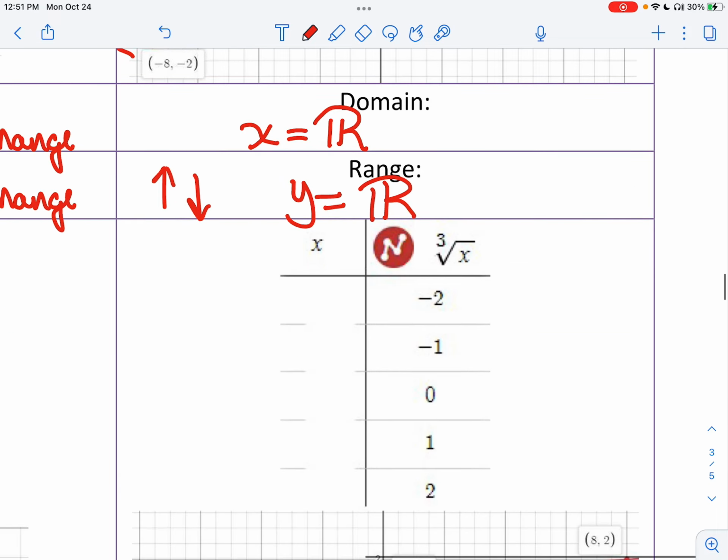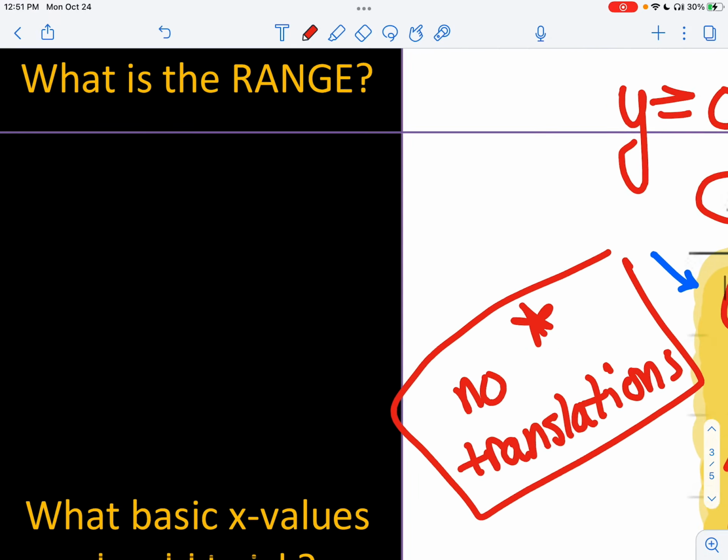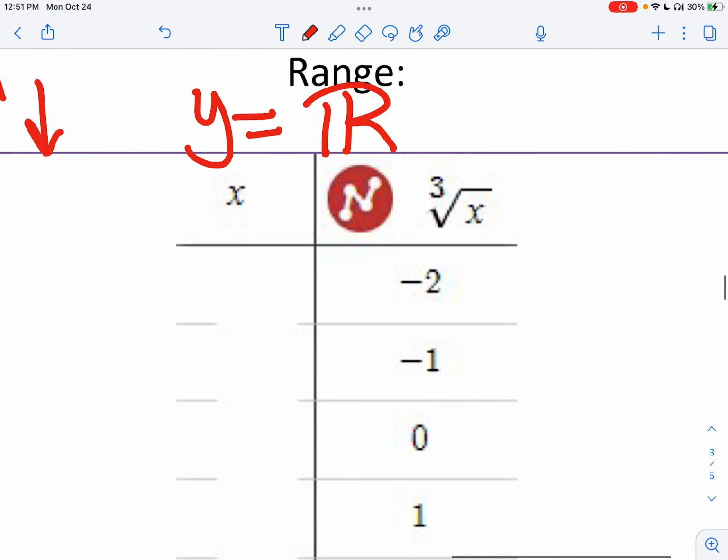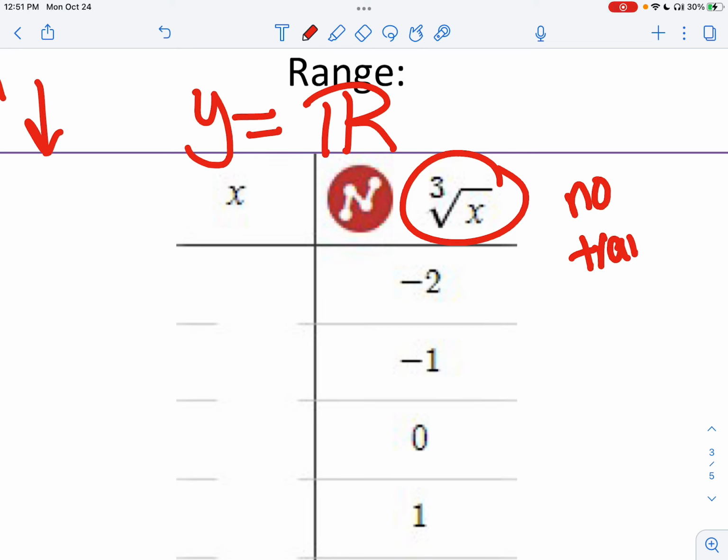Now let's talk about the x's that you should typically pick. That is your chart here. It says, what basic x value should I pick? Again, I want you to notice this is absolutely with no translation. So these are the x values if there are no translations, if it's not moving left or right. If it's moving up or down, that's fine, but no horizontal translations.